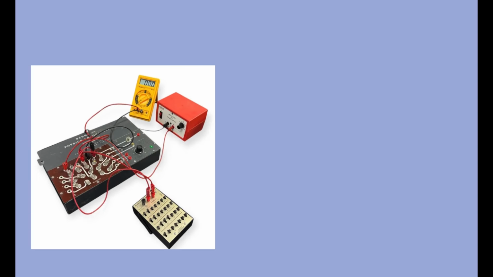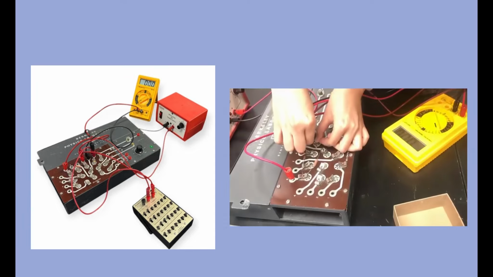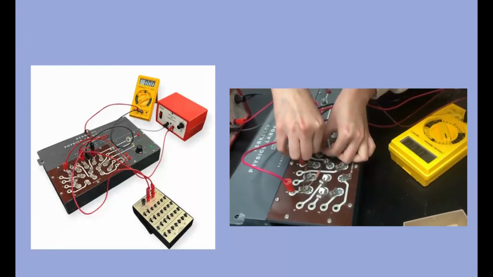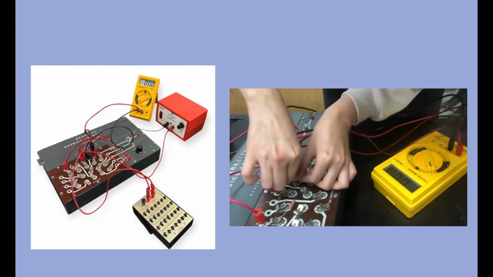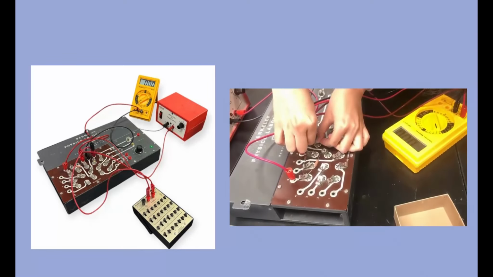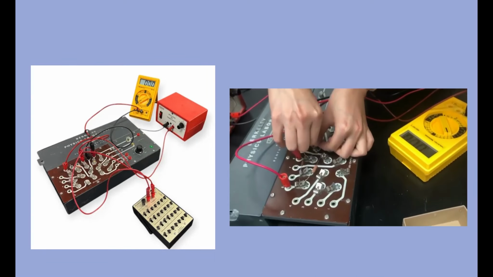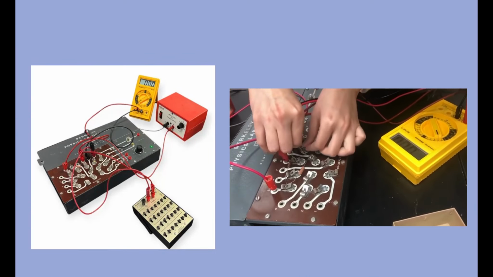Now that our circuit is set up, we are ready to start the experiment. We'll begin by adjusting the known resistors on the bridge using the decade box. By carefully adjusting these resistors, we are trying to balance the bridge. When the bridge is balanced, the current flowing through the ammeter will be zero. This means that the ratio of the resistance on one side of the bridge is equal to the ratio of the resistance on the other side.